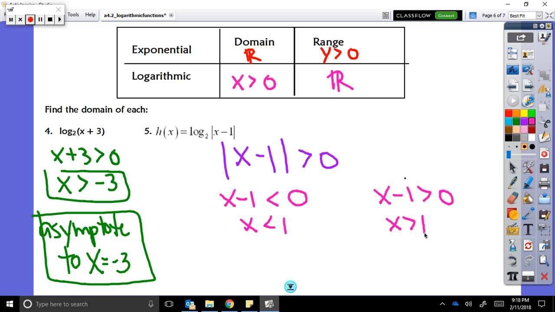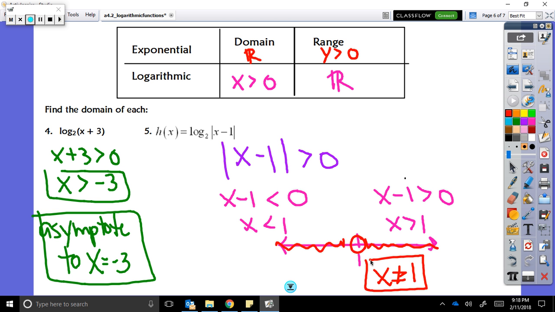So let's put that on a number line. So here's our number line. Here's 1. We know we have an open dot. Okay? So in order for me to be positive, I have to be less than 1 and greater than 1. So what does that tell me? That x cannot be 1. 1 is the only spot that does not work on that graph. You should check out this graph on Desmos. It's pretty interesting to look at.